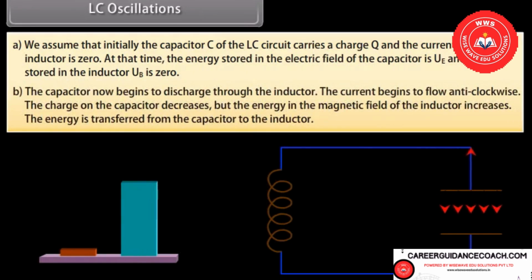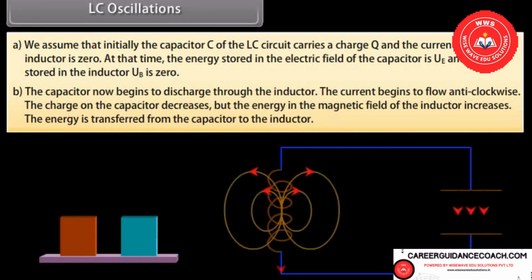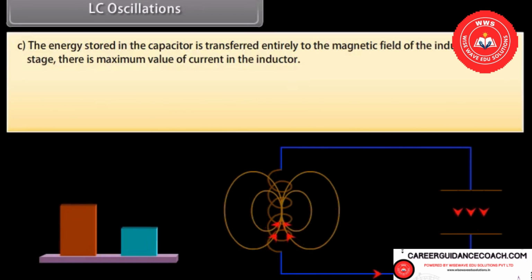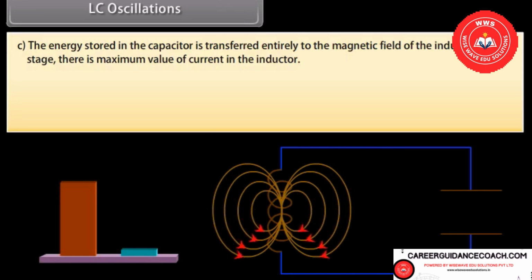The capacitor now begins to discharge through the inductor. The current begins to flow anti-clockwise. The charge on the capacitor decreases, but the energy in the magnetic field of the inductor increases. The energy is transferred from the capacitor to the inductor. The energy stored in the capacitor is transferred entirely to the magnetic field of the inductor. At this stage, there is maximum value of current in the inductor.